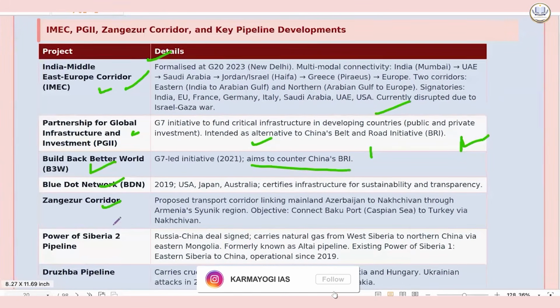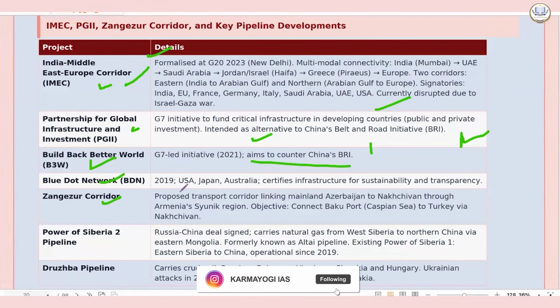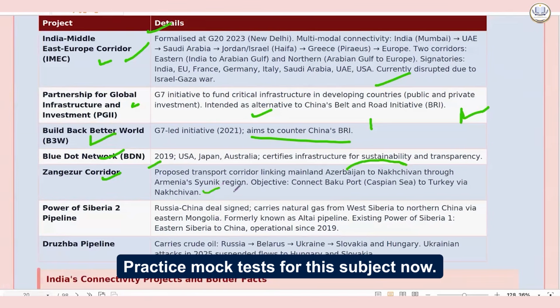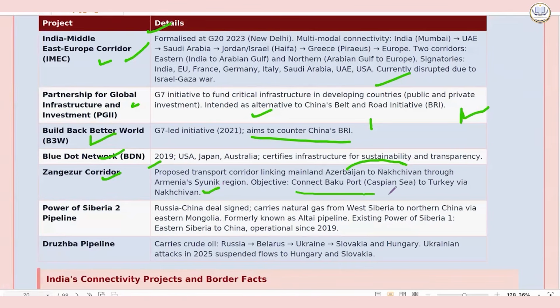Then we have the Zangezur Corridor. A proposed transport corridor linking mainland Azerbaijan to Nakhchivan through Armenia's Syunik region. The objective is to connect Baku port, Caspian Sea, to Turkey via Nakhchivan.